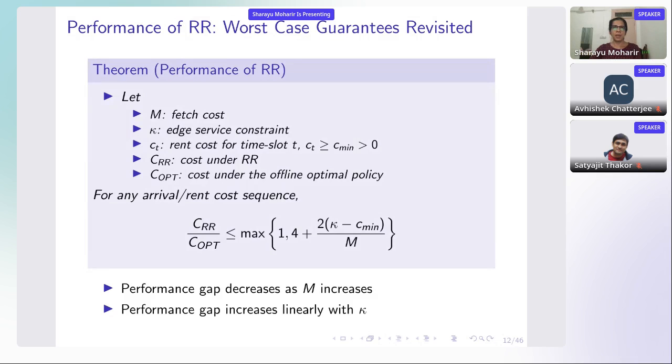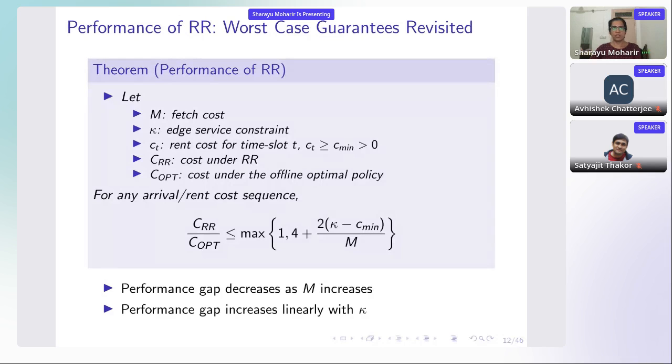Secondly, the performance gap increases linearly with the edge service constraint, kappa. Recall that kappa was the upper limit on the number of requests that can be served at the edge in a time slot. Note that as kappa increases, the edge server becomes more and more powerful. And this result seems to suggest that OPT is able to exploit this more powerful edge server more efficiently than RR, and therefore the gap between their performances is increasing as kappa increases.